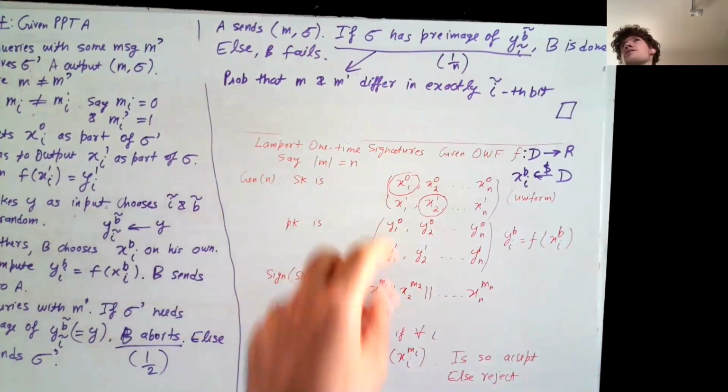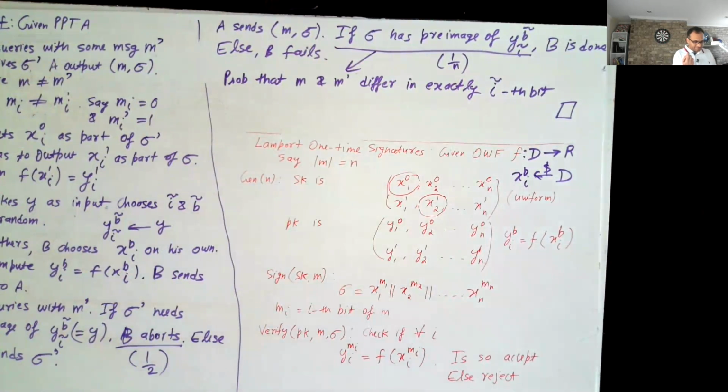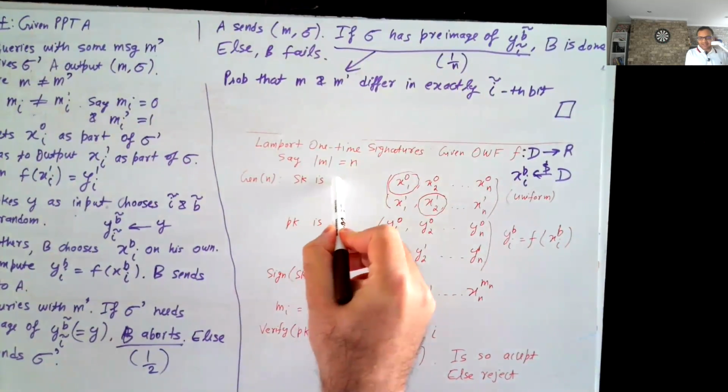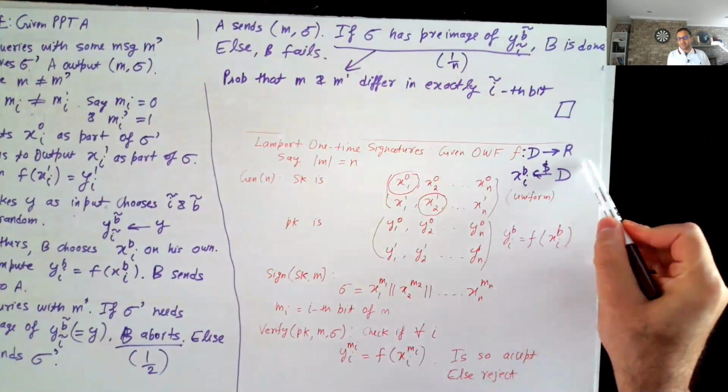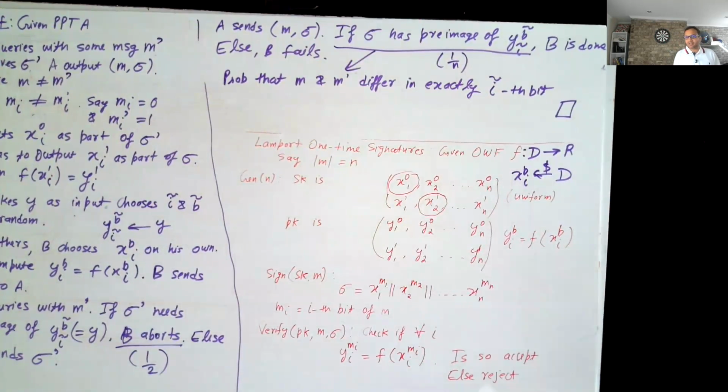So n would be something like the square root of the bits, or what would you do in practice? So n is really the security parameter. You can think of n as something like 100, right? So here, I used the length of the message to be n as well as the security parameter to be n. There's no reason that these two should be the same. I just did it for convenience.